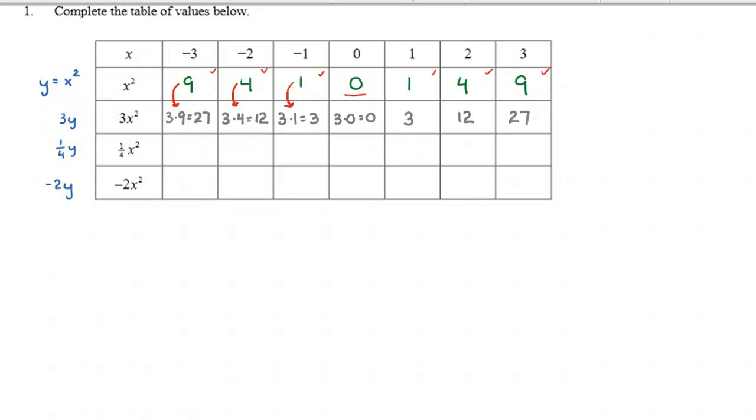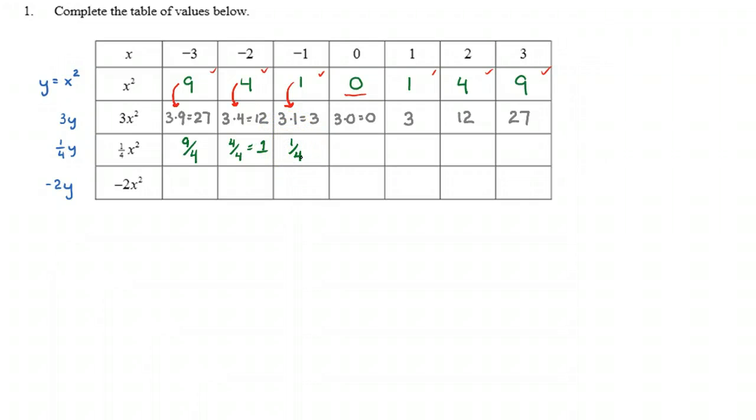So if we substitute this next one in, again, this one is 1/4 x squared, so it's going to be 9 times 1/4. So I'm going to write this as 9/4. This one is 4/4, which is equal to 1. This one is 1/4, and I'm going to leave it like that. I'm not going to write a decimal. This is 0/4, which is 0. Then 1/4, 4/4, which is 1, and 9/4, which we leave.